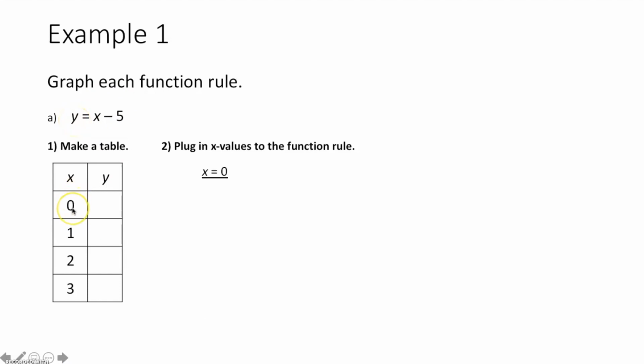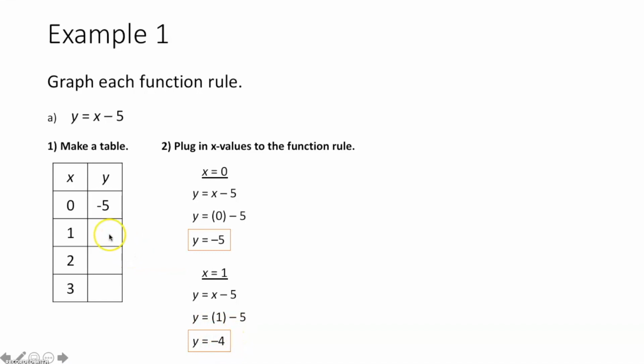So I'm going to plug in 0 for x into my function rule. My function rule is y equals x minus 5. I plug in 0 for x, and what's 0 minus 5? That's going to be negative 5. So this negative 5, I'm going to put in the table next to the 0. Next, for x equals 1, I'm going to plug in 1 for x in my original function rule. 1 minus 5 gives me negative 4, and then negative 4, I'm going to plug in the table next to 1. For 2, I plug 2 in for x in the function rule. 2 minus 5 is going to give me negative 3, and now negative 3, I'm going to plug in the T table next to 2.